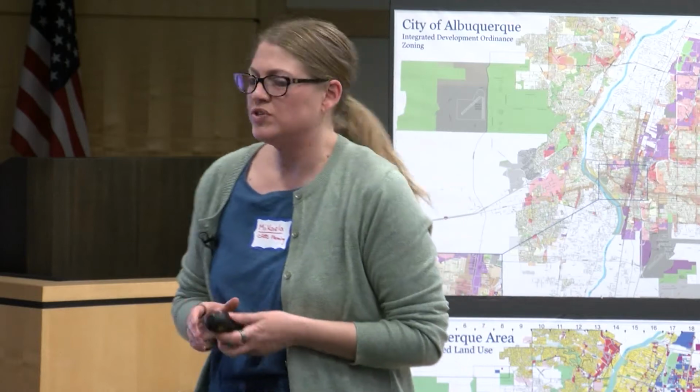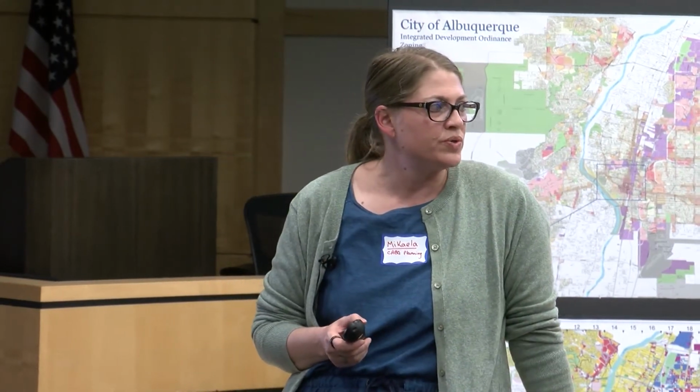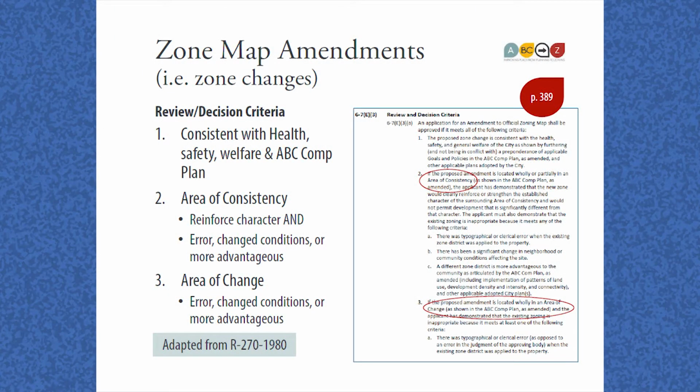So, for those of you who know our system well today, and you're used to something called R270 1980, that was a resolution passed that provided criteria to judge whether each zone change request was a good, valid, justified, reasonable zone change. The criteria from that R270 have been moved into the Integrated Development Ordinance, so they're now part of the zoning code, which is very helpful as opposed to being a standalone resolution.